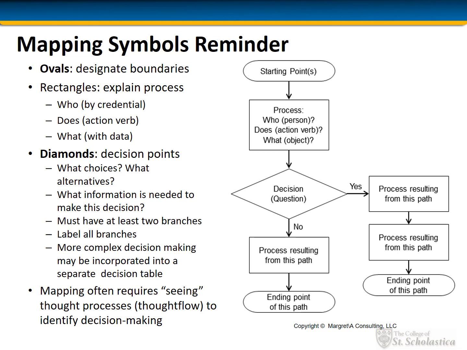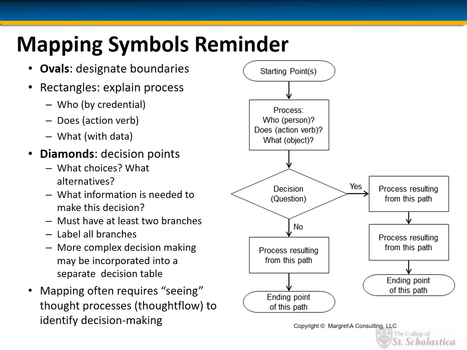Let's remind ourselves about the mapping symbols. In systems flowcharts, or value stream maps as they may be called, the 3 key symbols to use include ovals, which designate starting and ending points that define the boundaries of the process being mapped. Rectangles explain the action steps in the process.